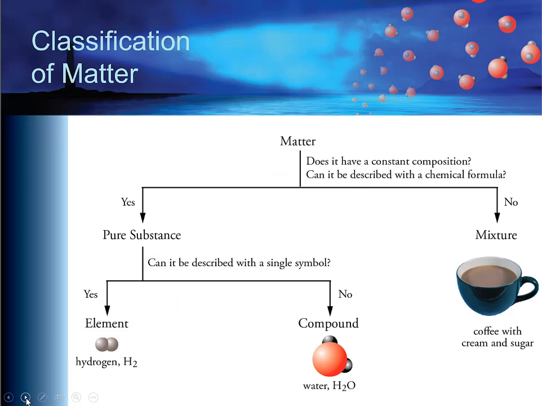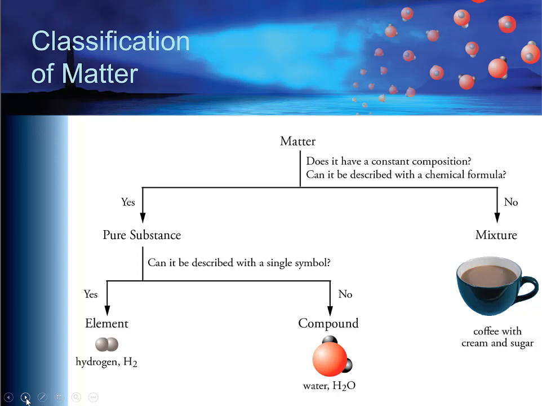All right, so if we want to classify something, we can start with matter, and then we can ask ourselves, does it have a constant composition? Okay, if yes, then it has to be a pure substance. And the other question you can ask yourself is, can it be described with a formula? So if it has a set formula, then yes, it's going to be a pure substance. If not those two things, if it doesn't have a constant composition or you can't describe it with a formula, then it's going to be a mixture.